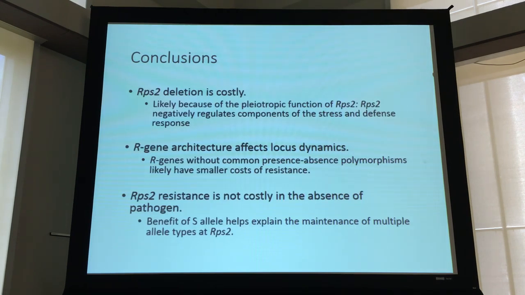So to conclude, we find evidence that the RPS2 deletion is costly. This is likely because of this additional function of RPS2 in the absence of pathogen. We also find evidence that the architecture of the R locus does affect the dynamics of fitness at that locus, and this supports our idea that R genes without these common presence-absence polymorphisms likely have smaller fitness costs. And finally, we don't find evidence that RPS2 resistance is costly in the absence of pathogen.